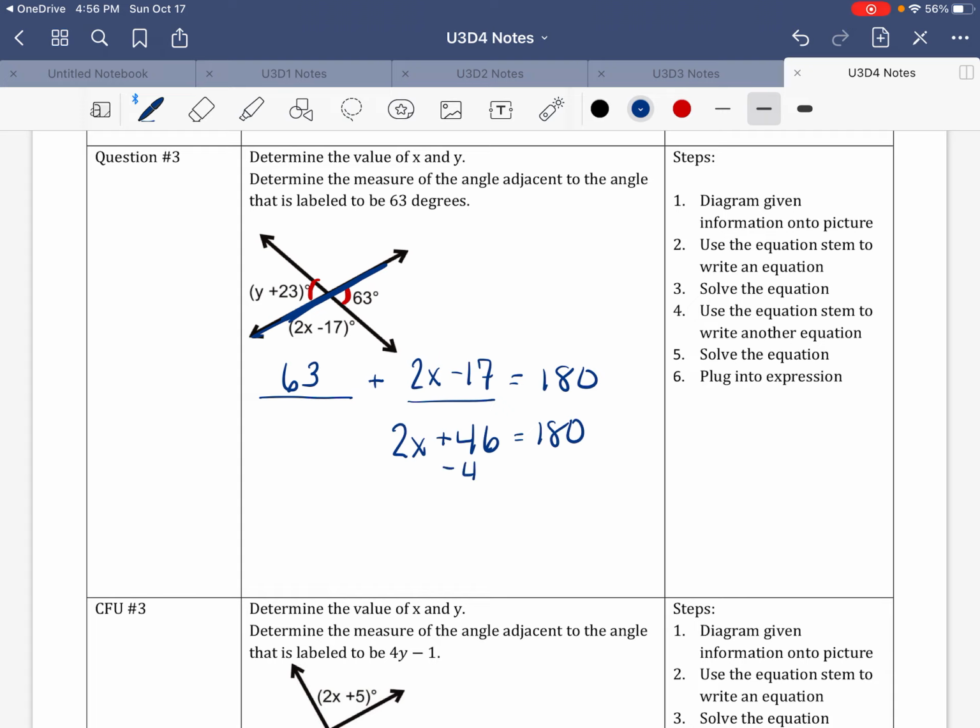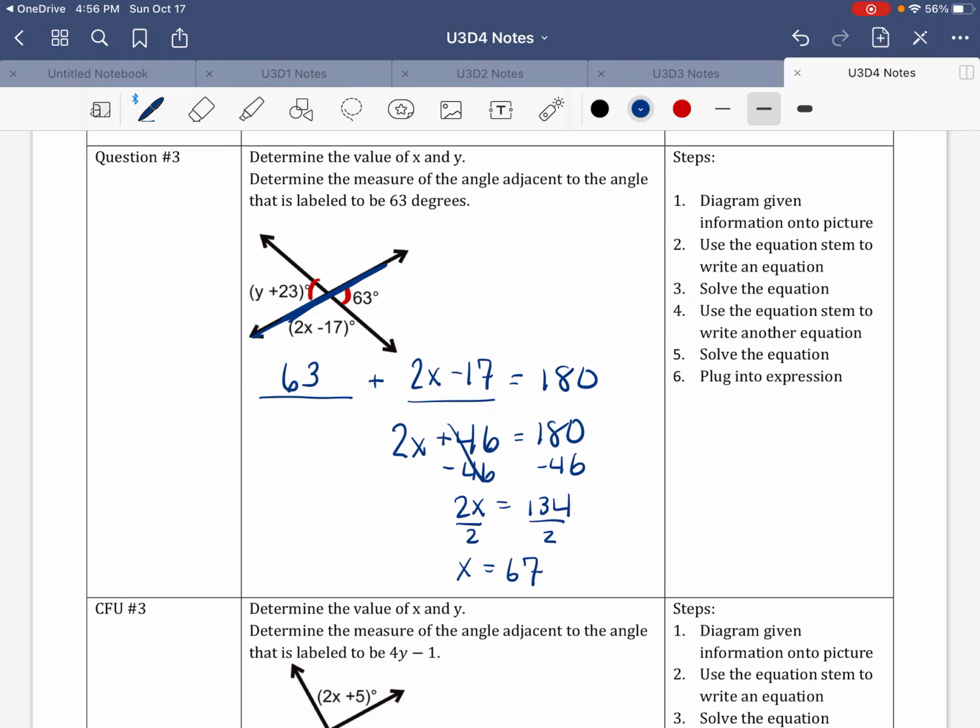And now I'm solving by subtracting 46 from both sides. And then I'm going to divide by 2 on both sides, and I get x equals 67.